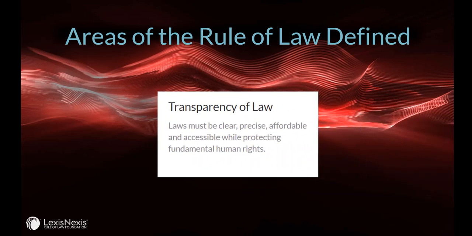The next part of the equation is transparency of the law. The rule of law requires transparency. Regulated parties must know in advance the rules by which the government will judge their action. This means that laws must be clear, precise, affordable, and accessible while still protecting fundamental human rights. For example, we have the Freedom of Information Act in this country to allow citizens access to government records, or the whistleblower protection laws that allow those that see wrongdoing to report it without fear of retaliation, thereby encouraging transparency.